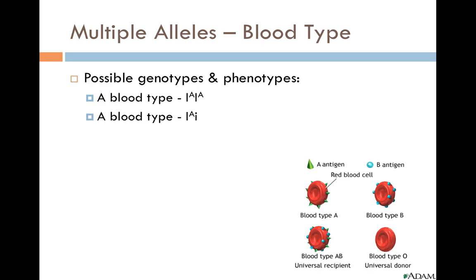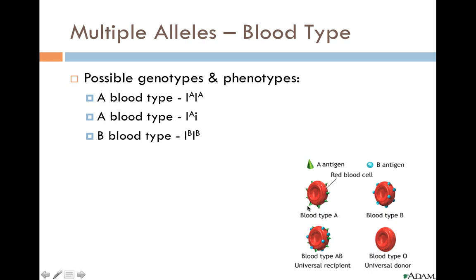I can be homozygous, meaning each of my parents gave me the A allele, or I could be heterozygous, meaning one parent gave me the A allele and one parent gave me the i allele. Either way, my red blood cells are going to look like this. They're all going to express type A.